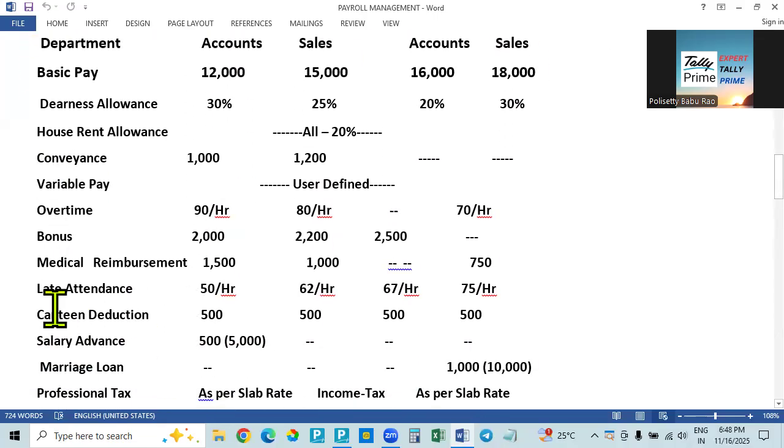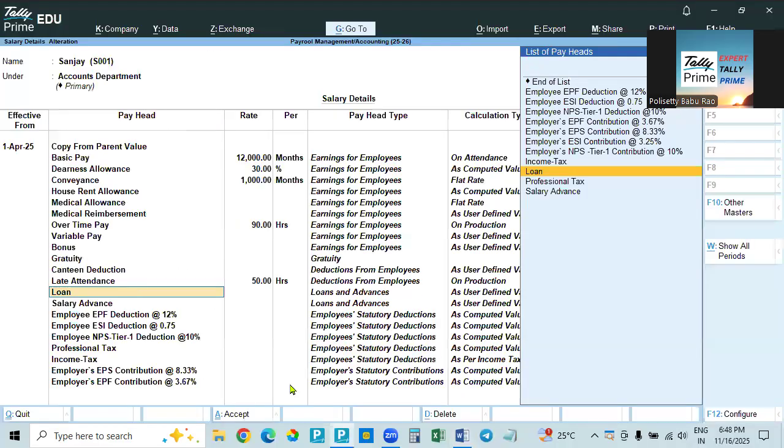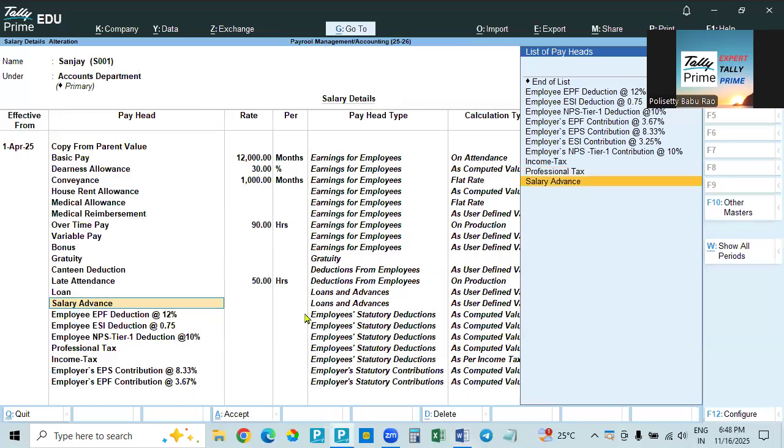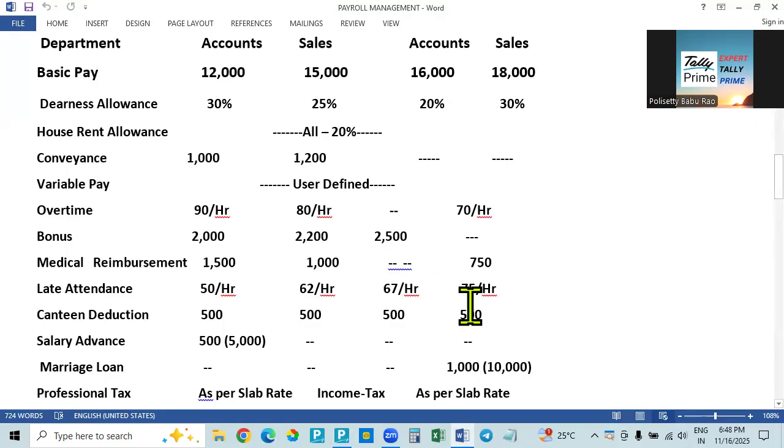For Sanjay, canteen, then salary advance is there. We have given 5,000 rupees advance. We are deducting 500 rupees per month. That I will show you again. So that is why here 500 rupees is given, but it is decided as 500.